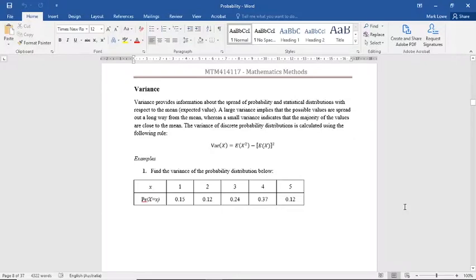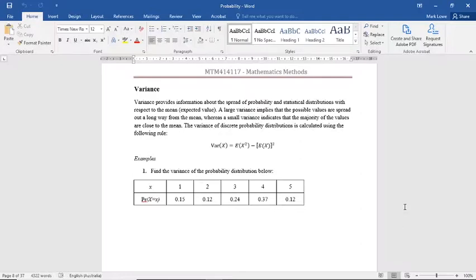Okay, so we're looking at the next part in this section of discrete random variables, and particularly looking at something called variance. Variance and standard deviation are really linked to one another. They're very closely related. Variance provides information about the spread of probability and statistical distributions with respect to the mean. So what that means is it looks at how spread out the data is.